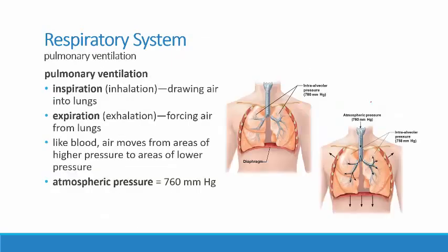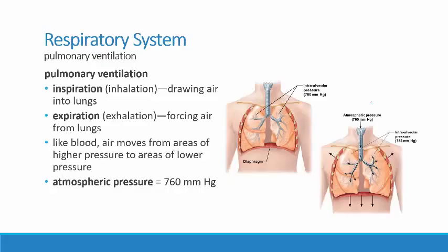Pulmonary ventilation is the process of drawing air into the lungs, that's inspiration, and forcing air out of the lungs, that's expiration. And just like we saw with blood, air moves from areas of high pressure to areas of lower pressure. Atmospheric pressure, measured in millimeters of mercury, is 760 millimeters of mercury. If you listen to the weather, they measure it in inches of mercury. So that 760 millimeters is between 29 and 30 inches.